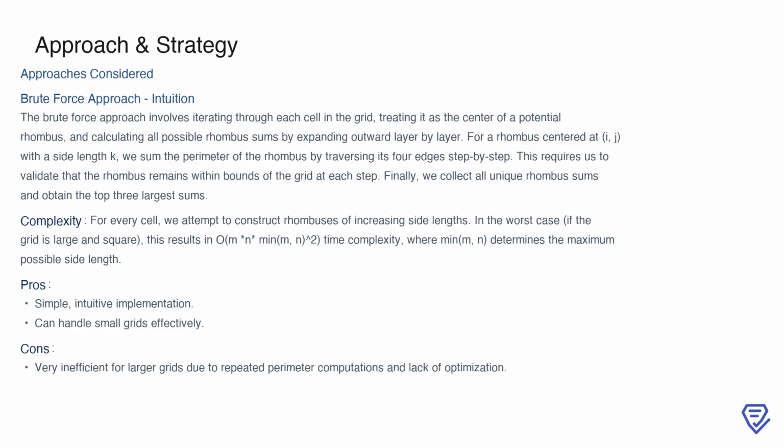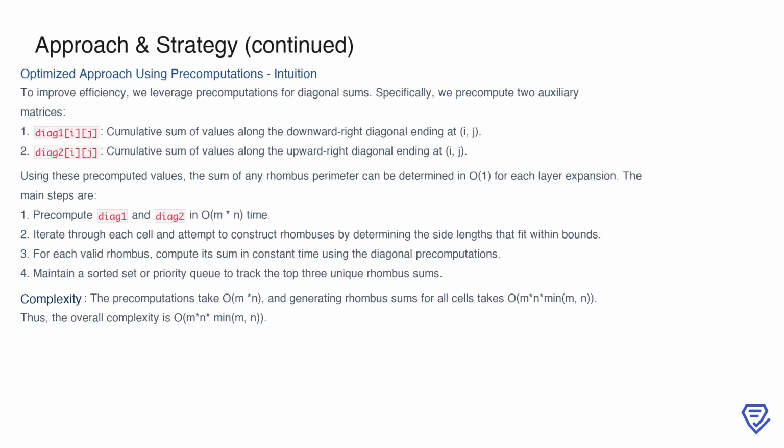While this method works well for small grids, it becomes inefficient as the grid size increases due to the heavy redundancy in perimeter calculations. An optimized approach can significantly reduce redundancy by leveraging pre-computations of diagonal sums. Here, we pre-compute 2 auxiliary matrices, diagonal 1, which stores the cumulative sum of values along the downward right diagonals, and diagonal 2, which stores the cumulative sum along the upward right diagonals. These pre-computed values allow us to calculate the perimeter of any rhombus in constant time for each layer expansion.